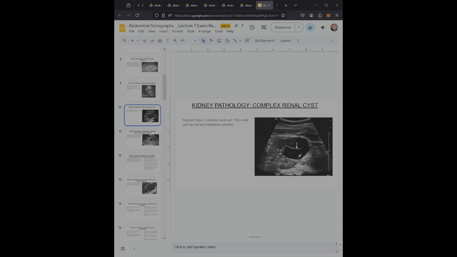Complex renal cysts. These are cysts that do not meet the criteria of a simple cyst. And it is important to note that renal cell carcinoma may manifest as a multicystic mass. Therefore, when a cyst has certain characteristics such as internal debris, mural nodules, papillary projections or internal borders, and septations, we begin to worry about malignancy.